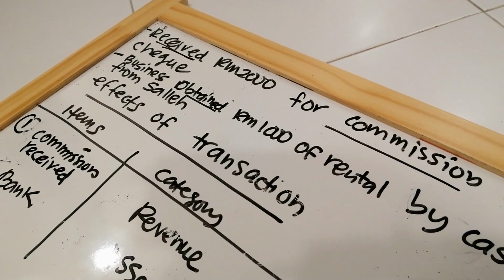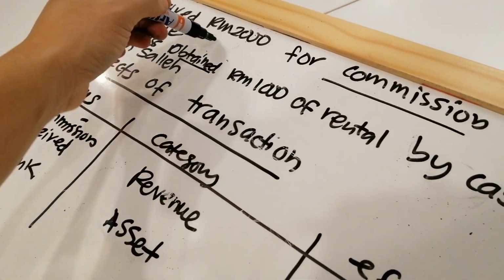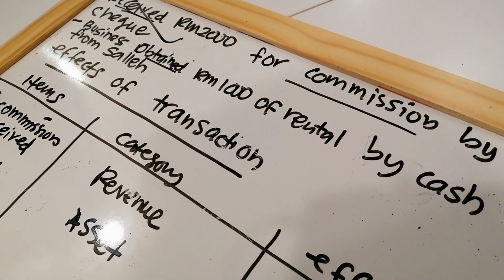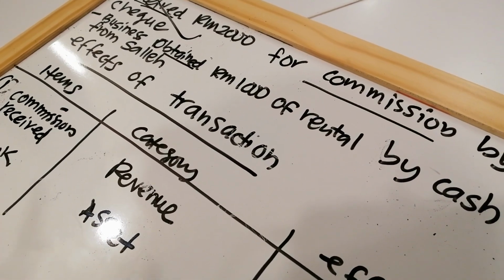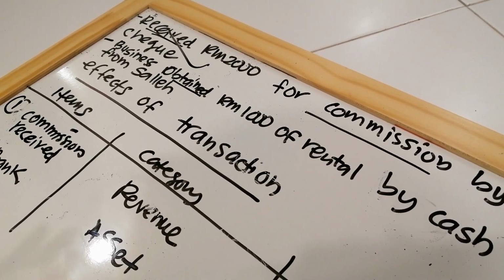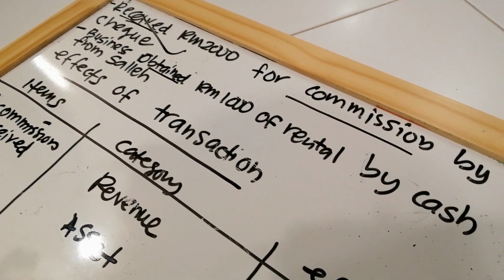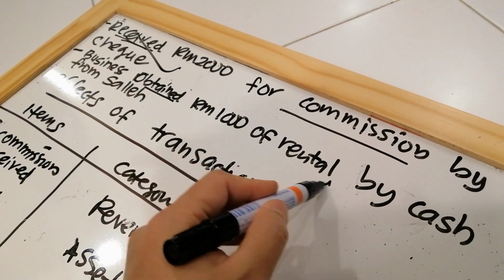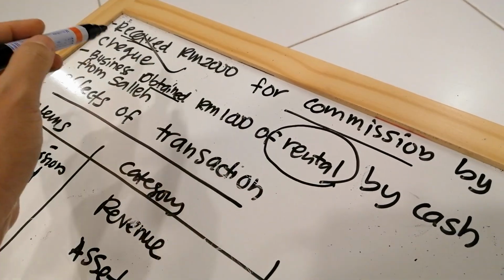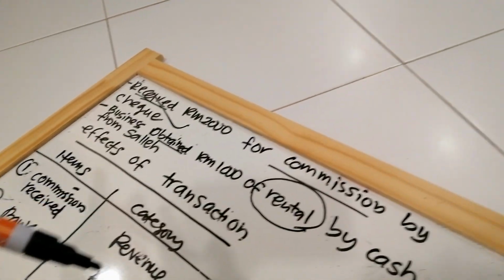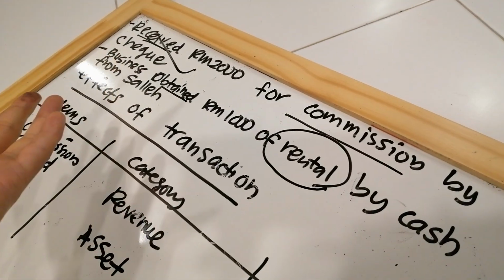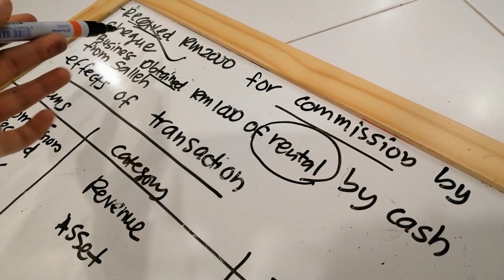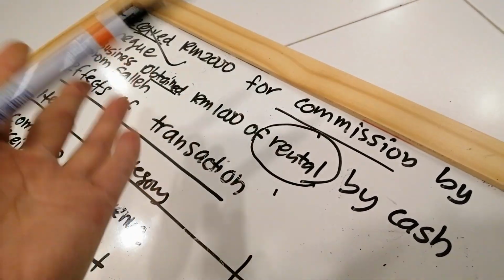Second transaction here. Okay, we are done for the first one. Second transaction, business obtain 1,000 ringgit of rental by cash from Saleh. So main business obtain two, similar with receive. Okay, so business obtain 1,000 ringgit of rental by cash, and the type of other revenue here is rental. You see sold goods, that one is main revenue. Here you don't see sold goods, where is it? Okay, sold goods is sales, main revenue. But this one you don't see sold goods. Rental, commission is other revenue.